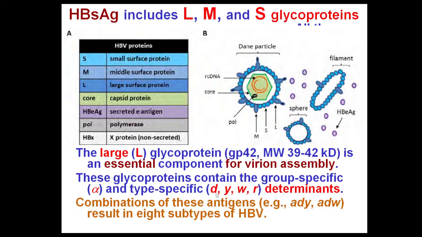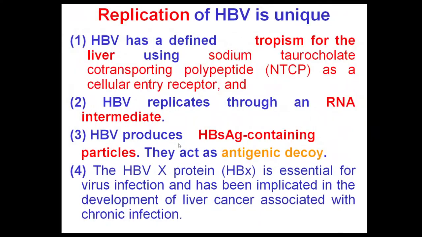Here you can see all proteins that are found in patients that are infected with hepatitis B. The only one, hepatitis B X protein, is missing. This is a non-secreted protein, a minor protein, and it is believed that it is responsible for the oncogenic transformation of the cells that harbor hepatitis B virus.